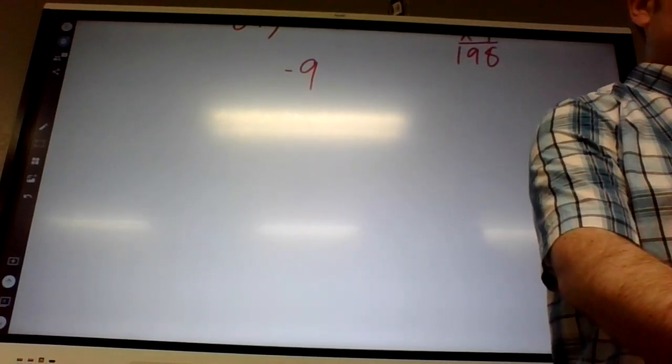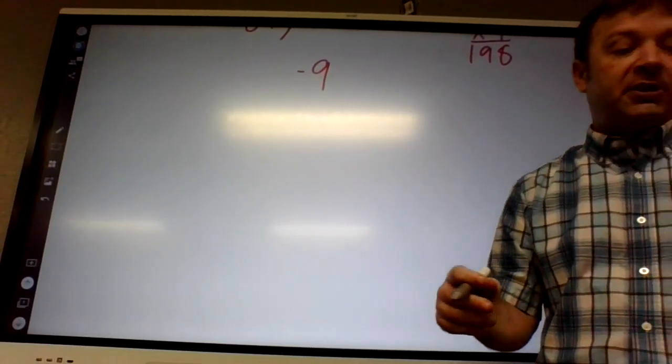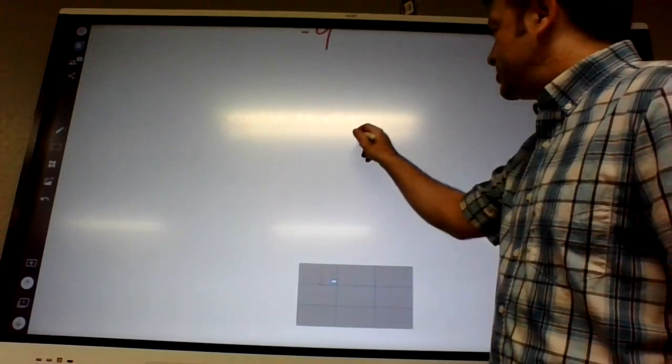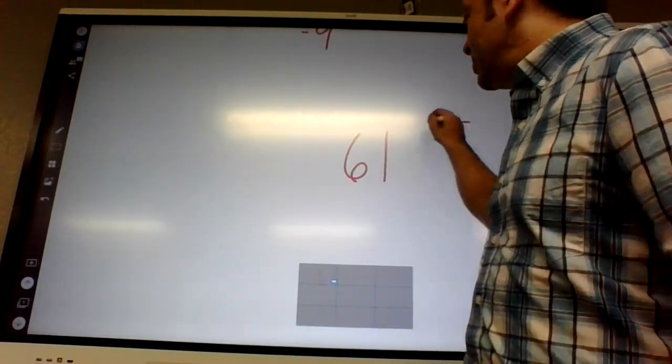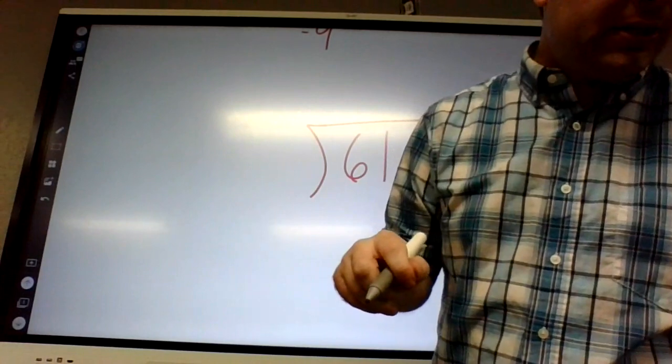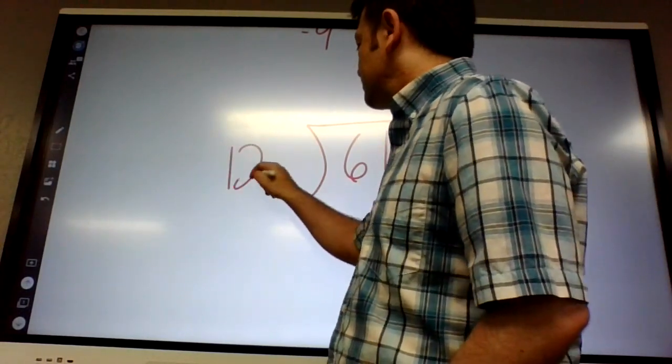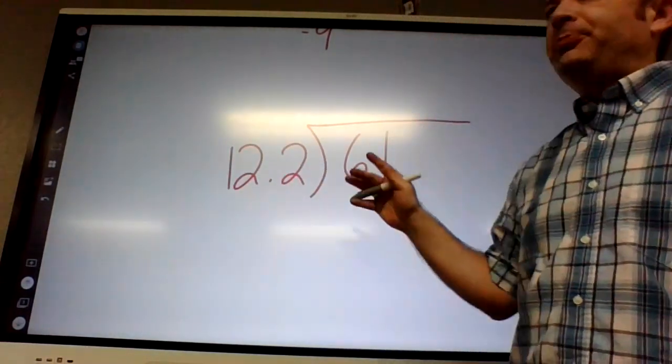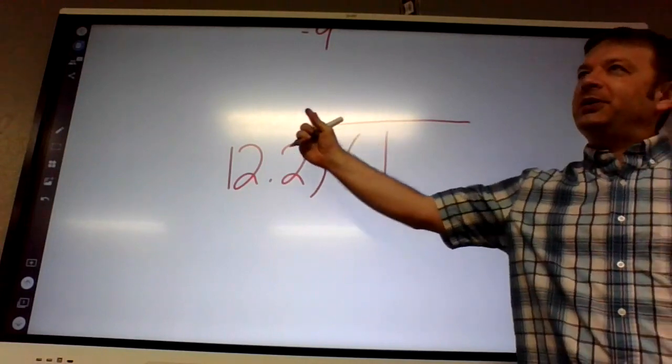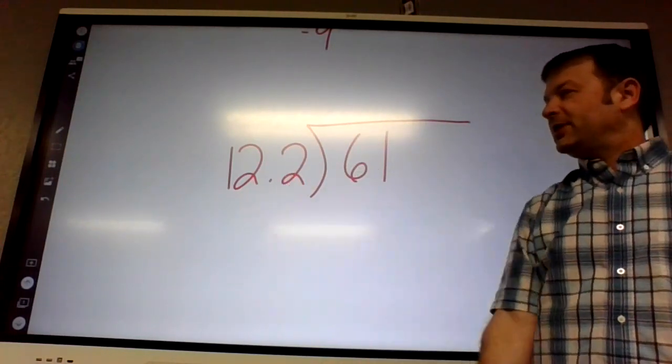15. Okay, this is the one I actually wanted to talk about. I'm not going to do all these, but... Okay, it's 61 divided by 12.2. Okay, remember you put the top one in the box and then the divisor goes out there.